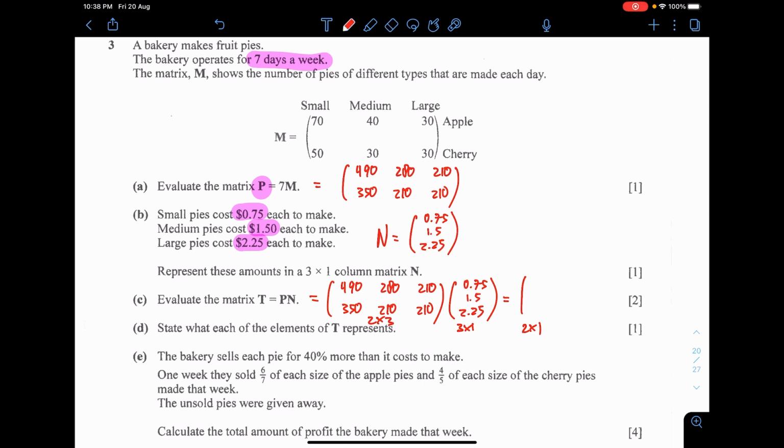Now the first row: 490 times 0.75. I'll take note of the multiplication. This times this, 280 multiplied by 1.5 and 210 multiplied by 2.25. This is just calculator work, so I'll skip those steps. I get 1260. That is row 1, column 1.